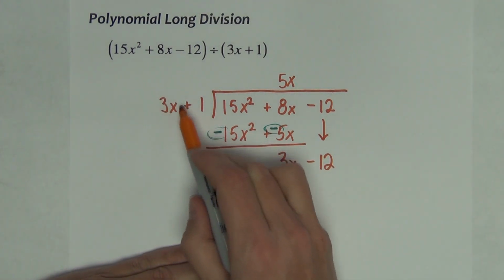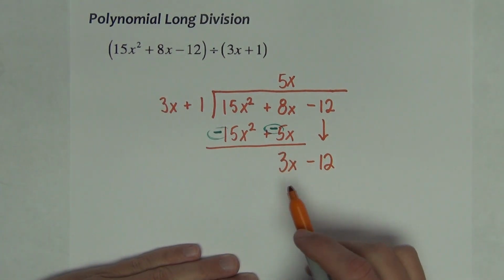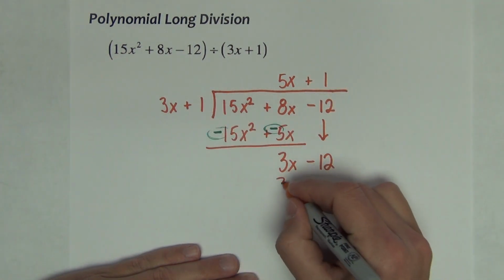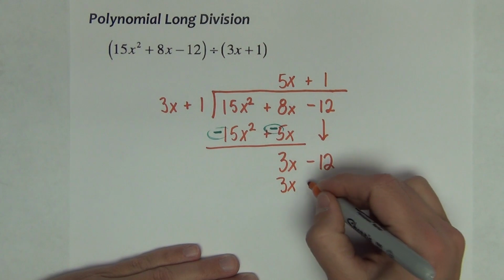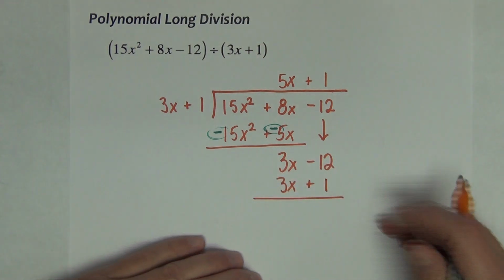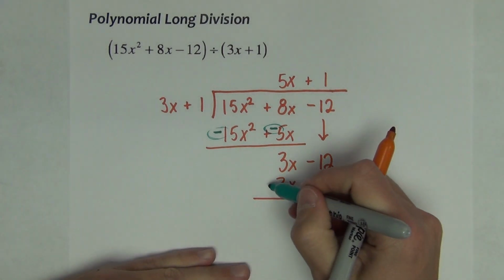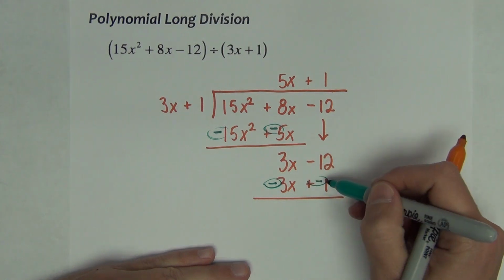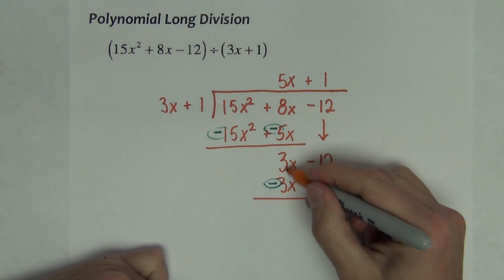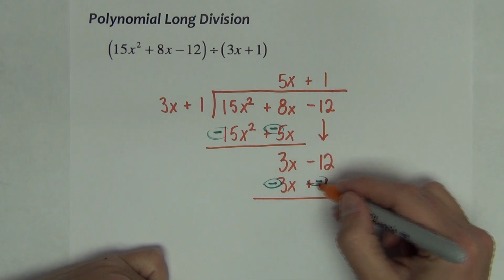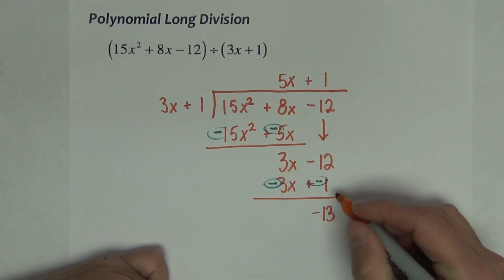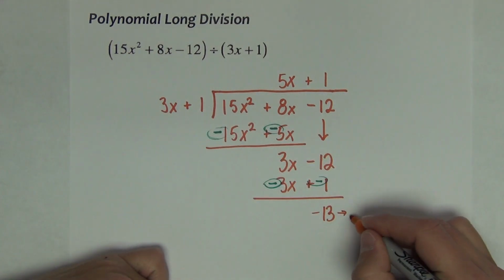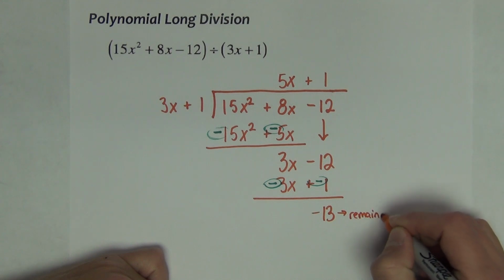So what can I multiply 3x by to get 3x? And the answer is positive 1. Positive 1 times 3x is 3x. Positive 1 times positive 1 is positive 1. And again, we're now going to subtract this term, always carrying that minus to both terms. Okay? So 3x minus 3x is 0. Negative 12 minus 1 is negative 13. We can't multiply 3x times anything to get 13 as there's no x here, so this has become the remainder.